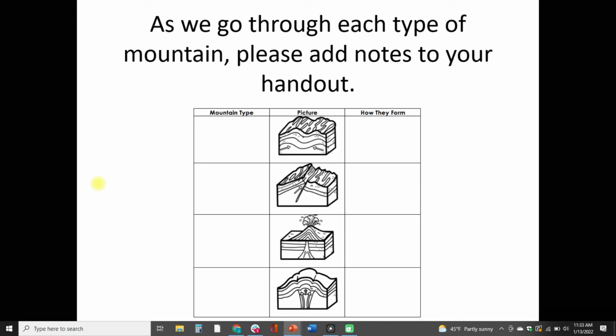I'm just showing you this again. Each of these should have been filled out already. This is a fold mountain, fault block, volcanic mountain, or dome mountain.